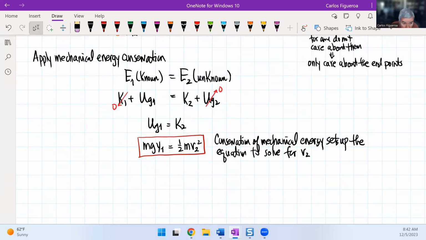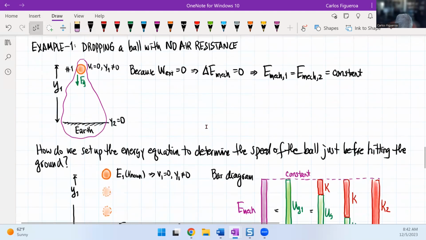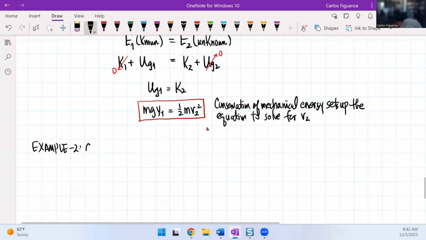Now let's do one more that involves a spring here. So this will then be example 2. And in this case, we're going to have a cart compressing a spring.